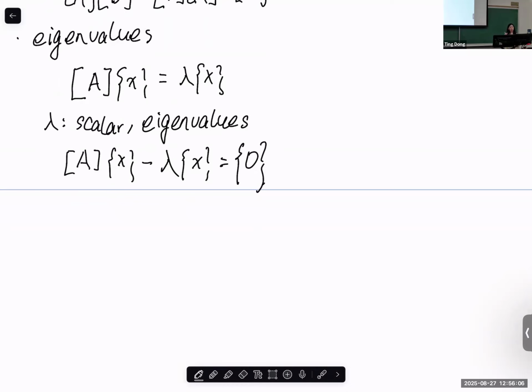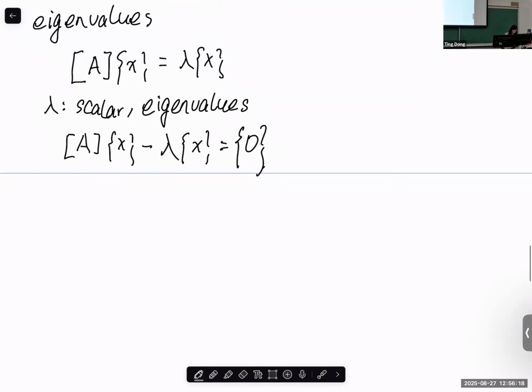Just imagine that in the scalar operation, we multiply by 1. And here in the matrix operation, we multiply by an identity matrix of the same dimension. So for this calculation, we can write A matrix minus lambda times the identity matrix. The identity matrix dimension is the same as the A matrix. And now we have the x vector equal to the 0 vector.